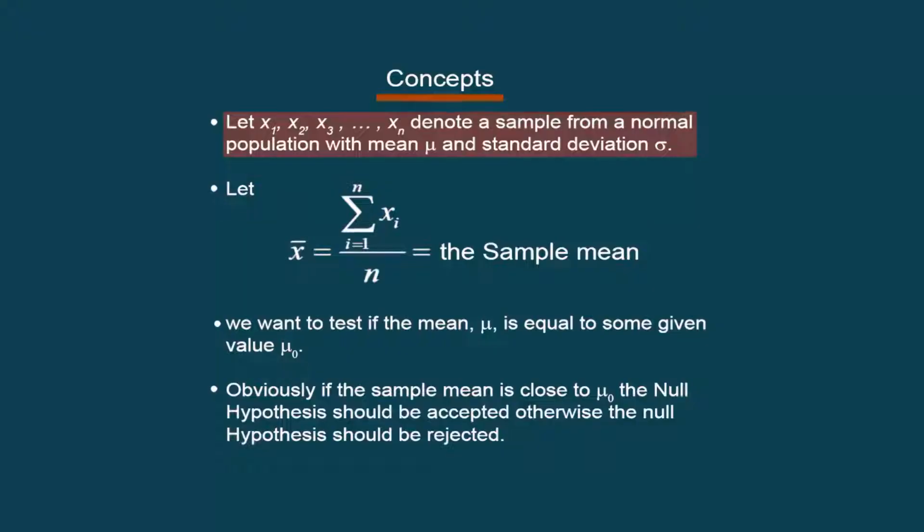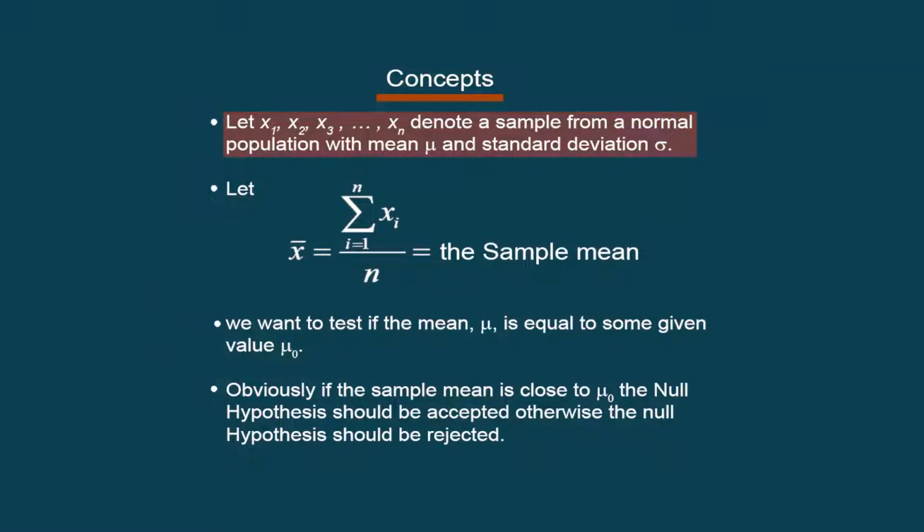In order to explain the test procedure, we want to go for the testing of hypothesis whether the population mean can be correctly specified by the sample mean. This goes back to the concepts that are to be developed in order to build up the testing of hypothesis. By the concept we mean that x1, x2 to xn are the sample observations, obtained from the sample, and we take them from a population which is normally distributed.